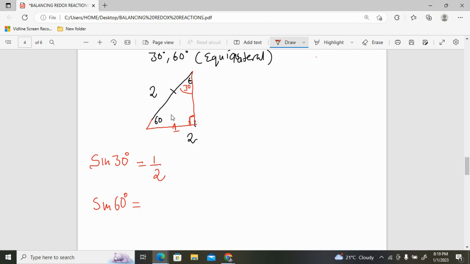So sine of 60 is also opposite over hypotenuse. But notice that we don't have this side here, which is the opposite to 60. So we need to find this. Now we know the hypotenuse and we know one side. How can we find one other side?